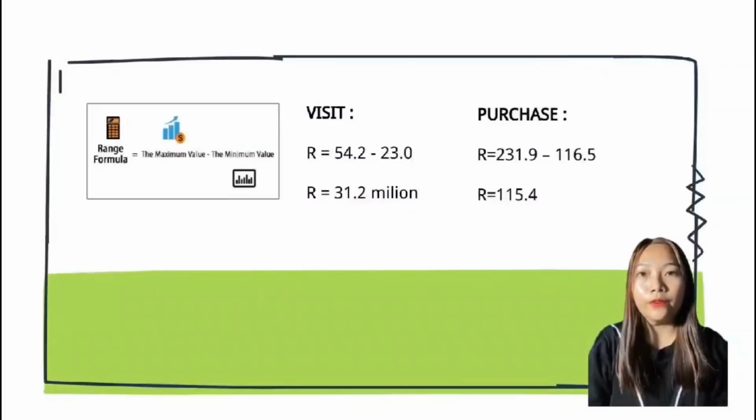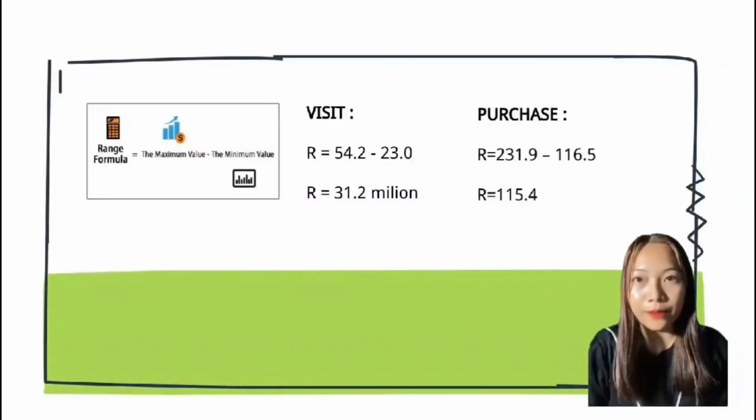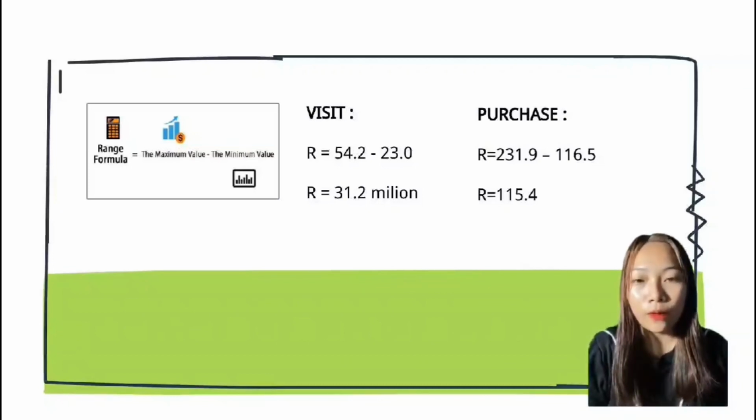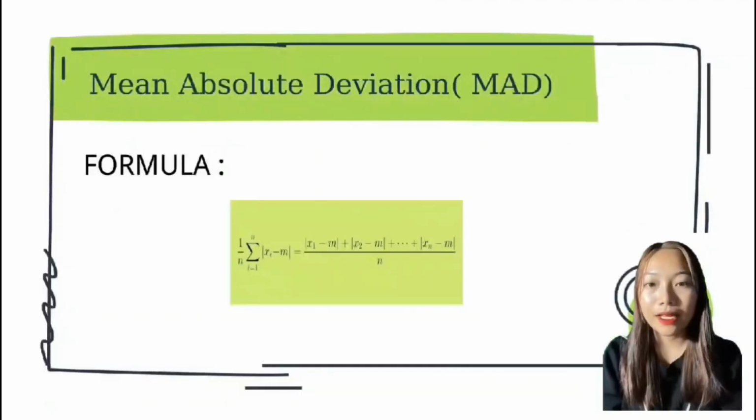Now I am going to present part 4, calculate and compare measures of dispersion of the two metrics. First, we have to find the range of visit and purchase. The formula we use is the maximum value minus the minimum value. So, the range for visit is 31.2, meanwhile for purchase it is 115.4.